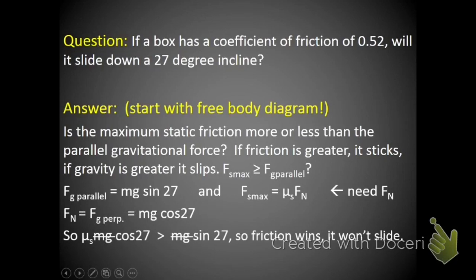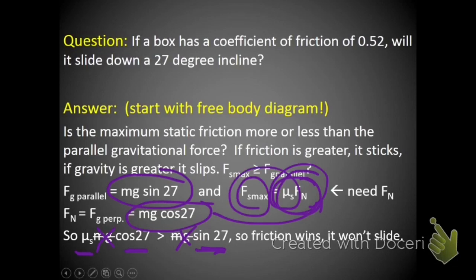So now we're wondering how this compares to this, substituting this for the normal force. Mass and gravity cancel out, so really we're just wondering if mu times the cosine of 27 is bigger or smaller than the sine of 27. In this case, the mu side, the friction side, is bigger. And so friction wins, it won't slide.